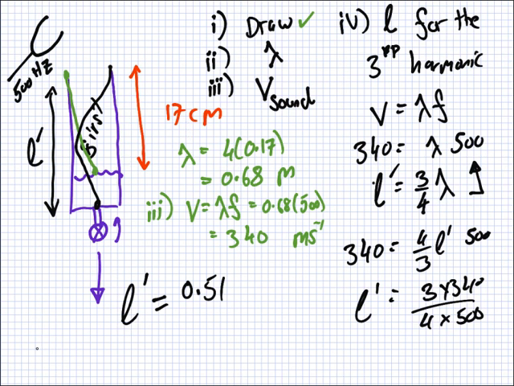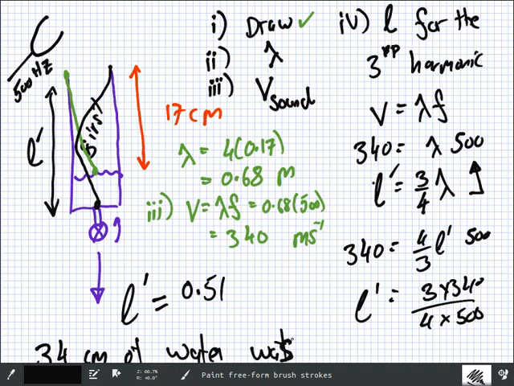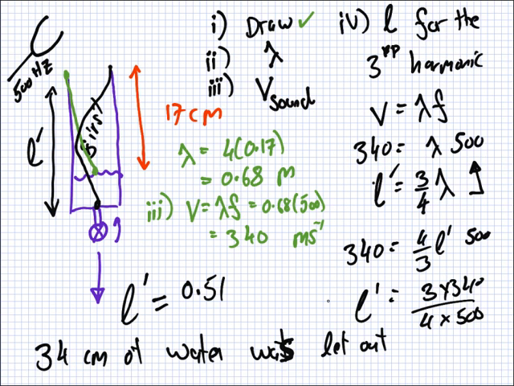0.34. So you could say 34 centimeters of water depth, obviously, of water was let out. So you open it and let it drop by 34 centimeters, and then the pipe will vibrate again at the third harmonic.